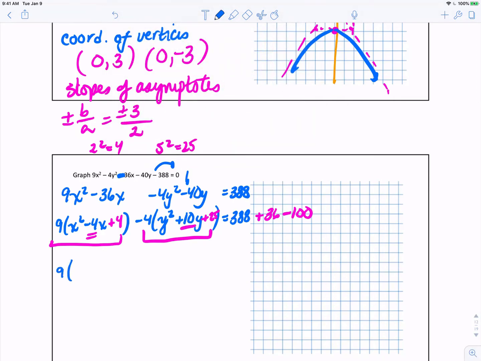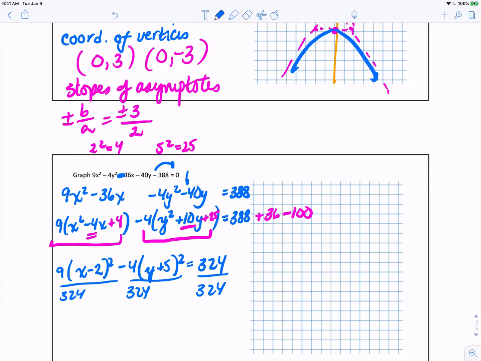Okay, so let's see what we have so far. We have 9 times x minus 2 squared minus 4 times y plus 5 squared is equal to, and let's go ahead and see what we have on this other side. We have 288 plus 36. That gives us 324. We're almost ready. We're going to divide every term by 324 because we need this equal to 1.